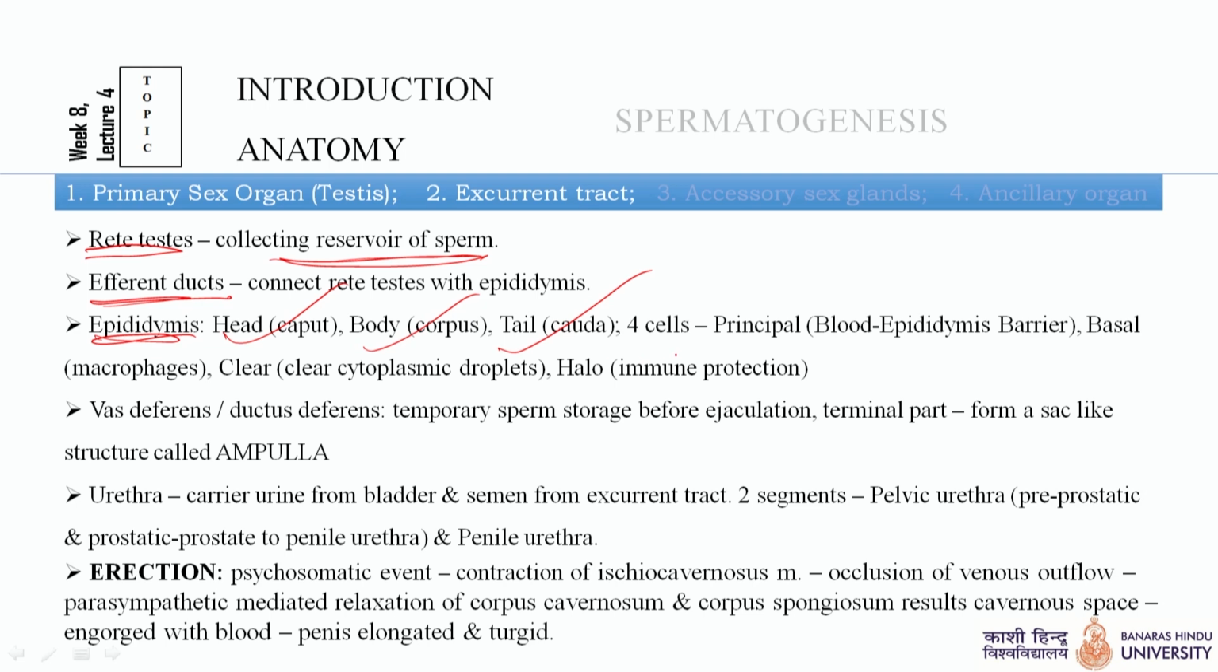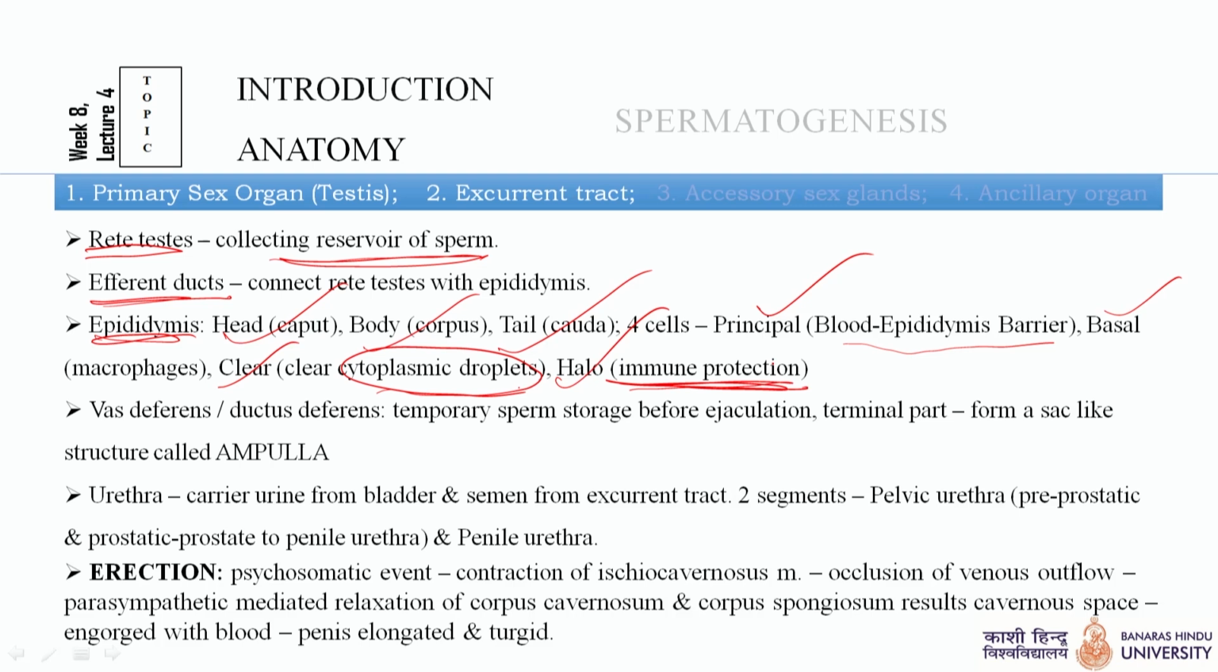Now, it has four cell types. The first is the principal cell, which participates in the blood-epididymis barrier. The next is the basal cell, which is the macrophage of the male reproductive system. Then the clear cells, which clear the cytoplasmic droplets. Once the spermatozoa are formed, whatever leftover cytoplasmic droplets are there, they will clear. Then the halo cells, which are required for immune protection.